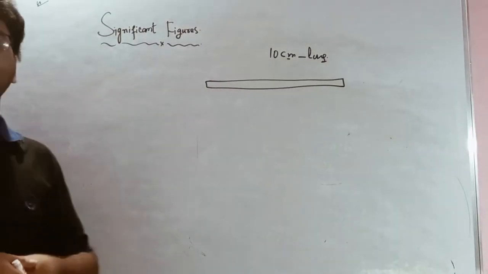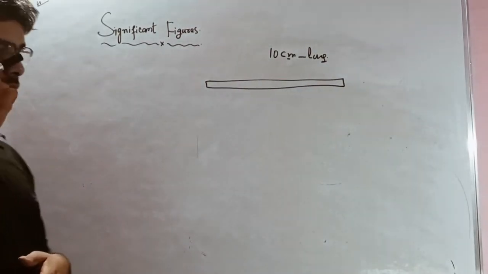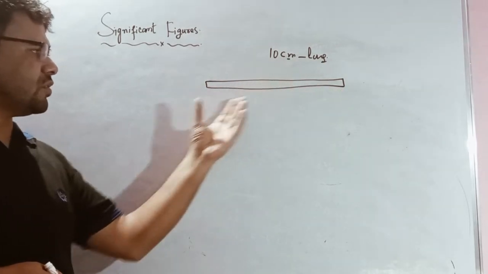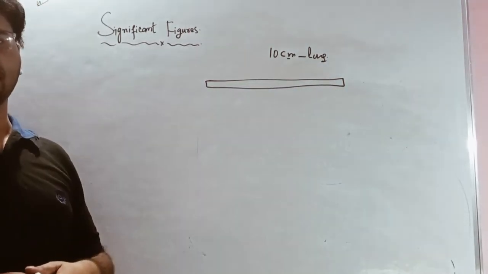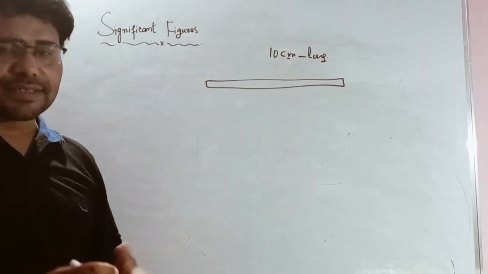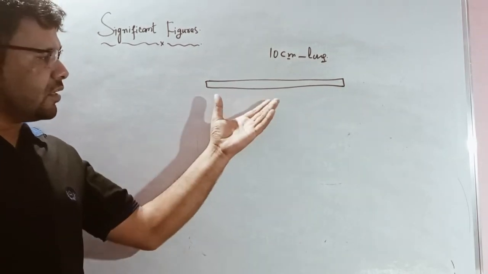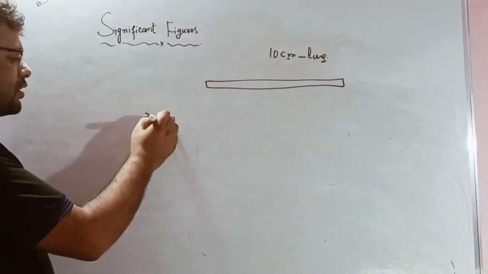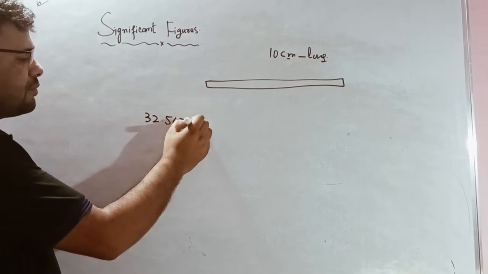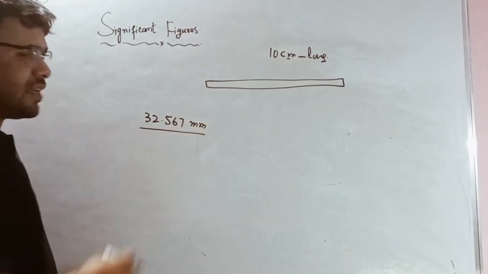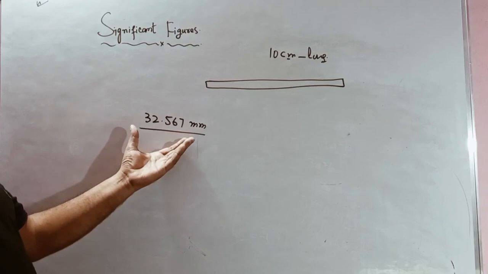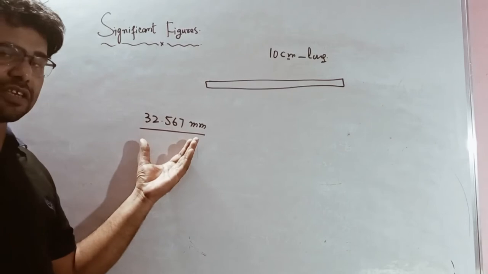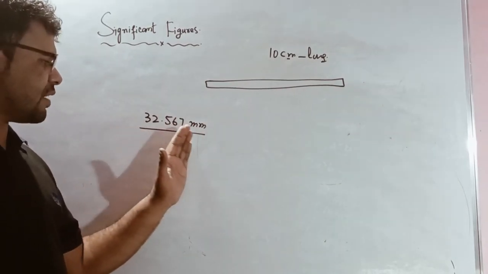Let's start the topic significant figures. We will start with an example. For example, I have a piece of wood, it's 10 centimeter long. Now my friend is asking me to cut the piece of wood, and he is giving me the measurement. The measurement he is giving me is 32.567 mm, and he is saying that he wants the exact measurement. The piece I cut should be of this measurement, that's 32.567 mm.